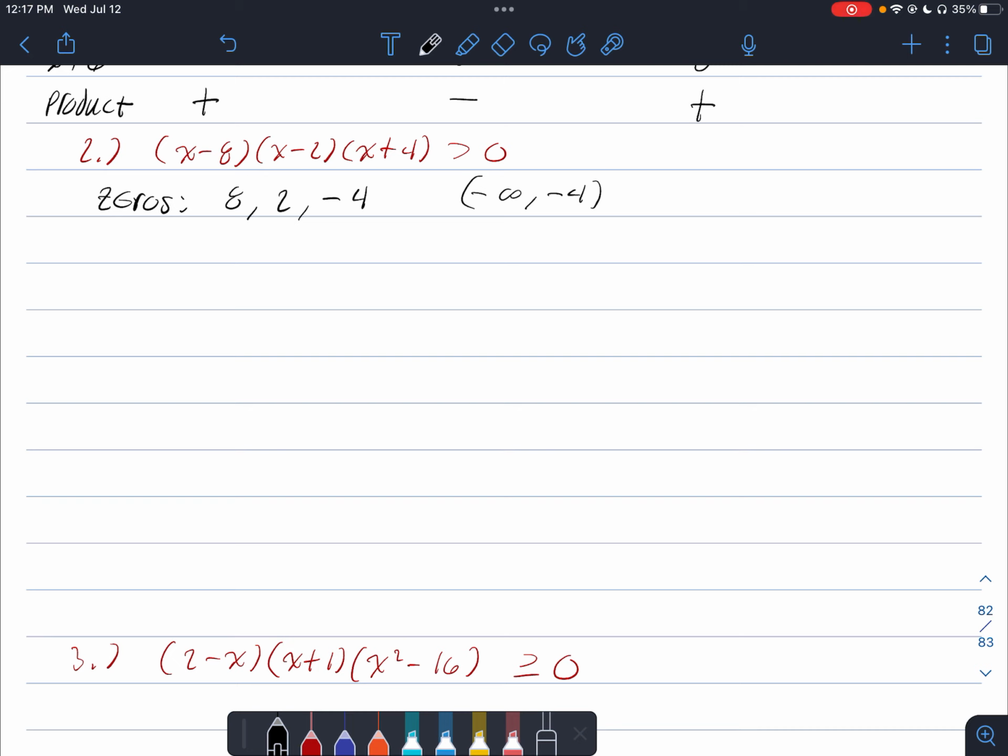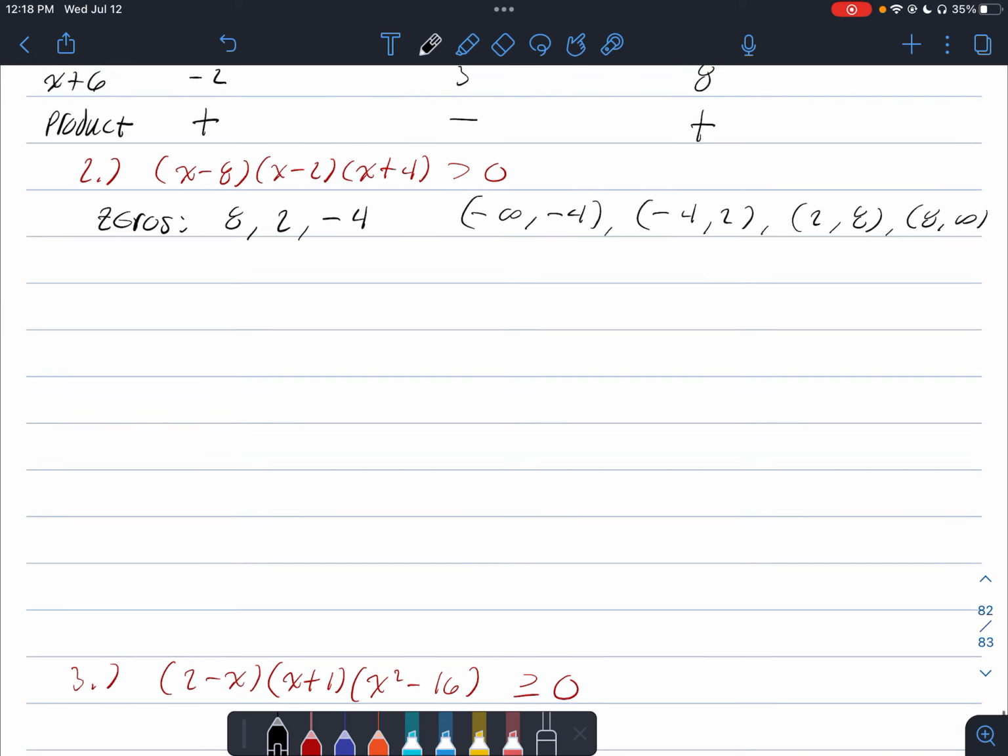Then we'll have the interval from negative 4 to 2, that's our next highest number. Then we'll have the interval from 2 to 8, and then we'll have the interval from 8 to infinity. Okay, so let's go ahead and list each of these out here. So we have negative infinity to negative 4, negative 4 to 2, 2 to 8, and 8 to infinity.